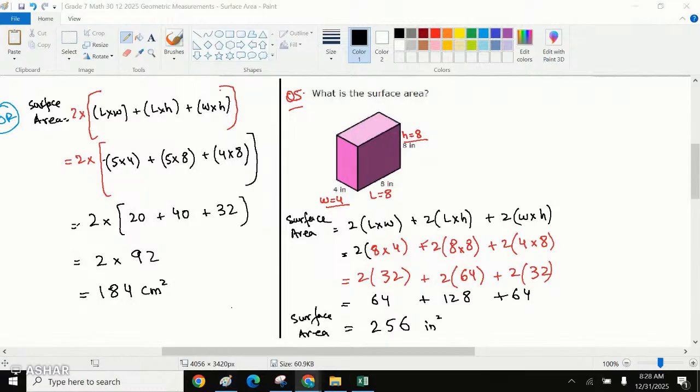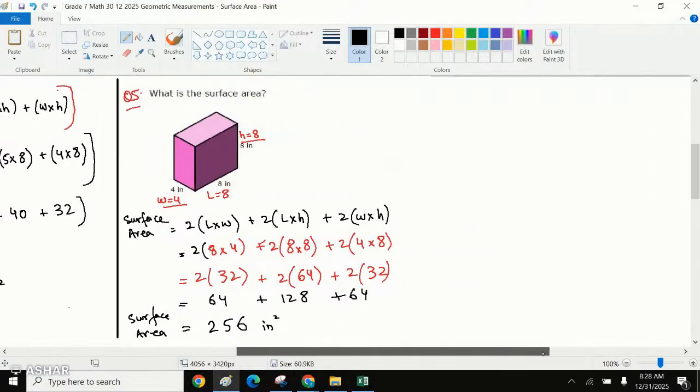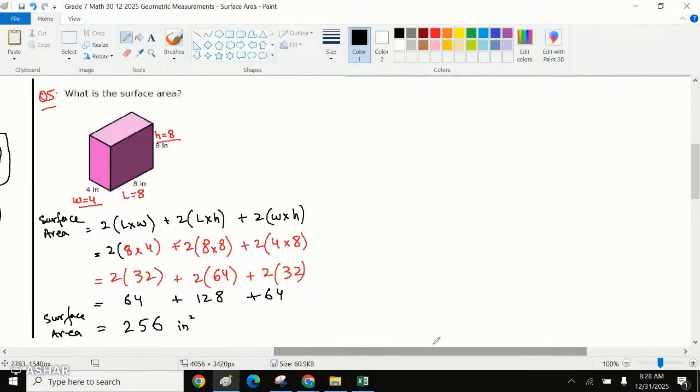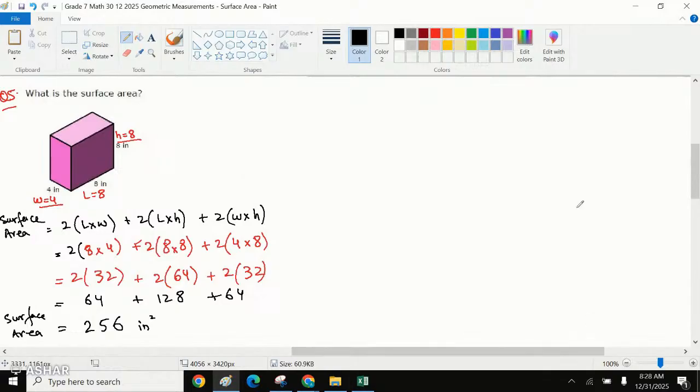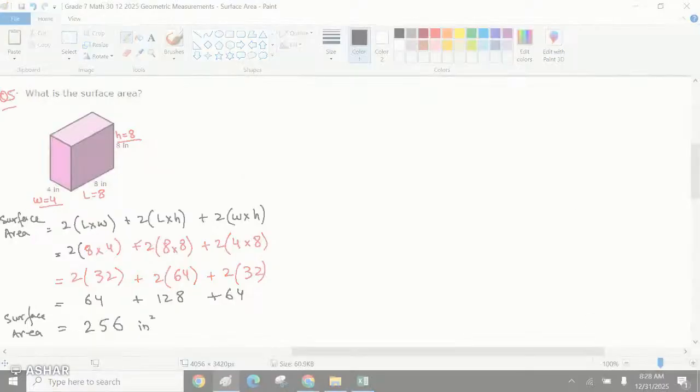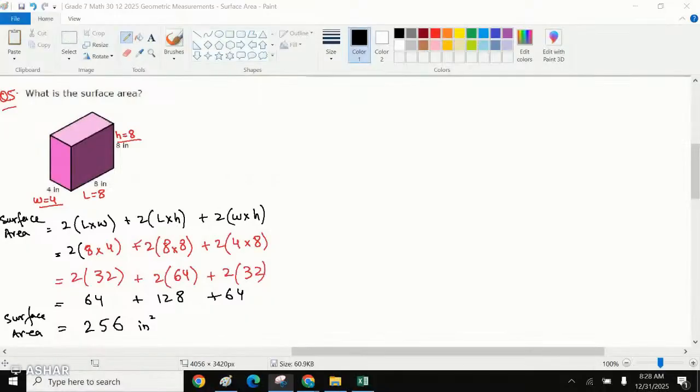Let's do another question and then we'll start off with a few questions from the test. Let's try another. The next question still has one different dimension. So let's see what we can do with this.